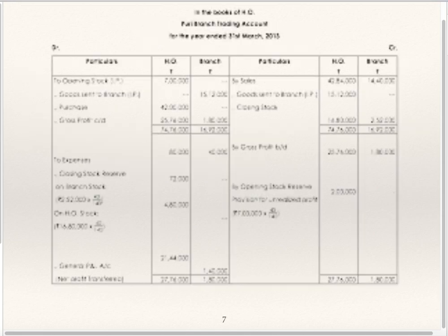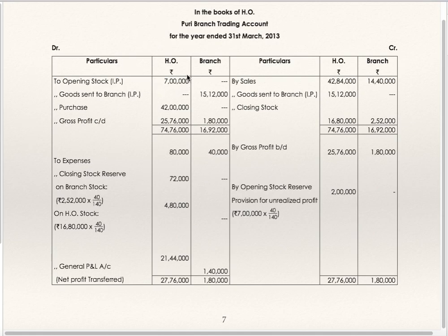Now we'll see the solution. To opening stock at invoice price, head office. To purchases, only head office. By sales, head office and branch. Goods sent to branch account: head office has sent goods to branch, shown on the head office trading credit side and the branch trading account, branch column, debit side. Same 15 lakhs 12,000. Closing stock of head office and branch to be entered. The balancing figure will be gross profit carried down to the profit and loss account, gross profit brought down, then expenses.